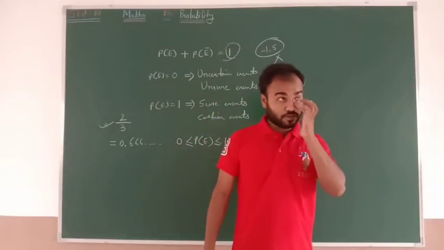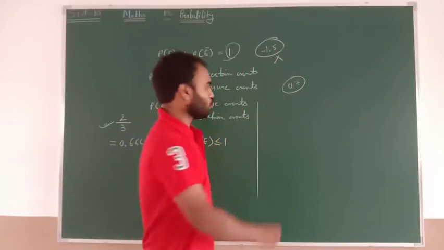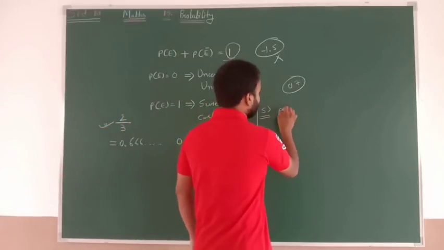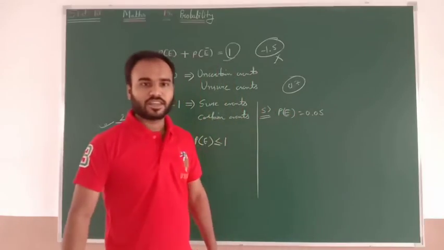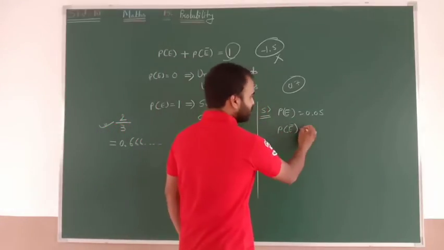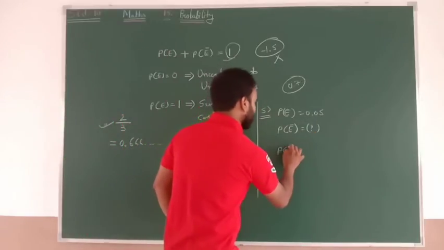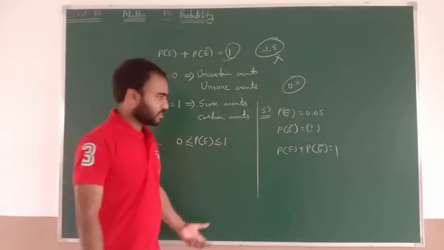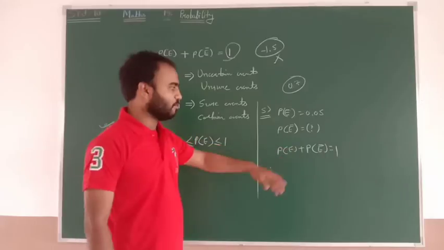Now we will look forward to the sums. The first is question number 5. It is given that P of E is equal to 0.05. What is the probability of not E? Not E means P of E bar. We need to find, as we have written over here, that P of E plus P of E bar is equal to 1. The sum of the elementary events of all the elements will be 1.